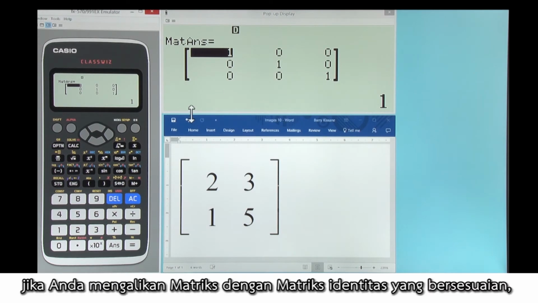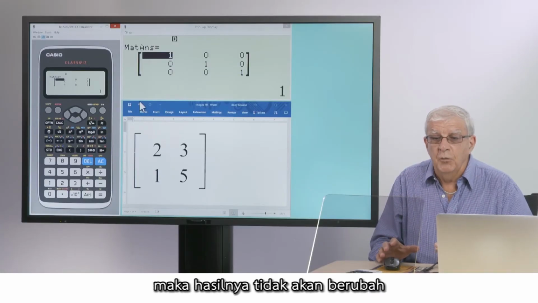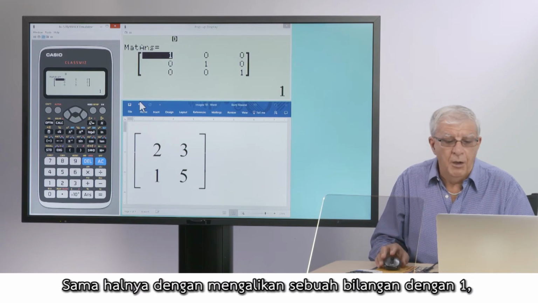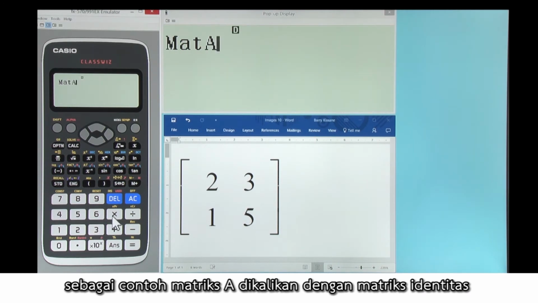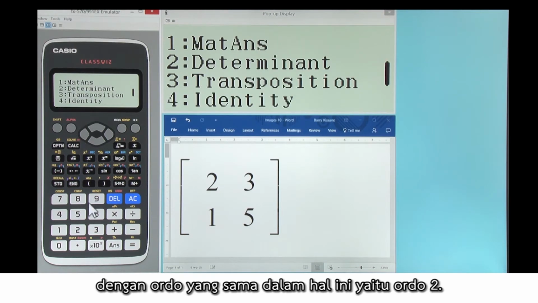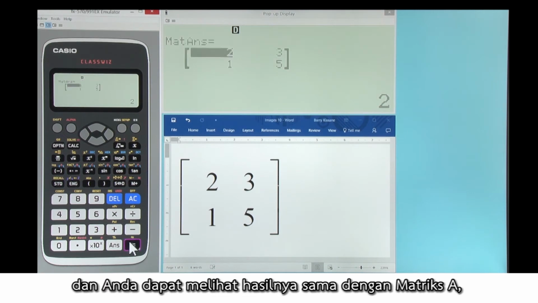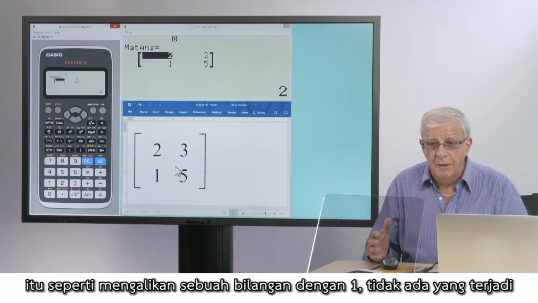If you multiply a matrix by the appropriate identity matrix, then the result will be unchanged, which is similar to multiplying a number by 1. For example, matrix A multiplied by the identity matrix of the correct order, which in this case is order 2. And you can see the result is the same as matrix A. It's like multiplying a number by 1. Nothing happens.